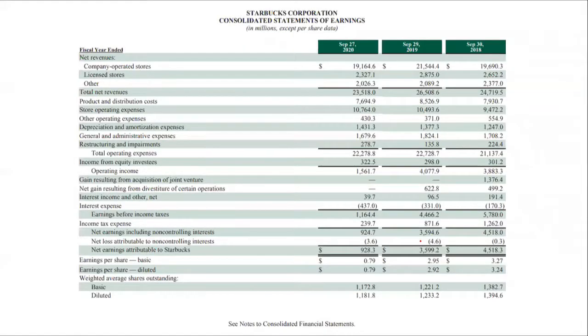So let's look at an example. This is an income statement from the Starbucks company. They are following the two-step method, so they prepare the income statement separately and the comprehensive income section separately. So this is the income statement. The bottom line number here, the earnings attributable to Starbucks, is basically net income for them.